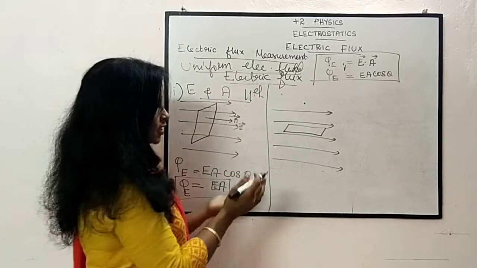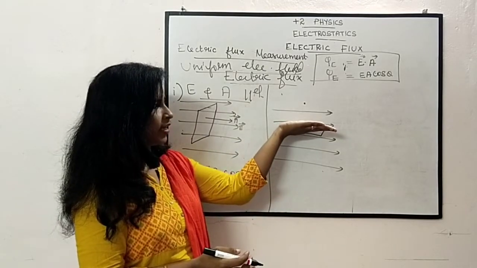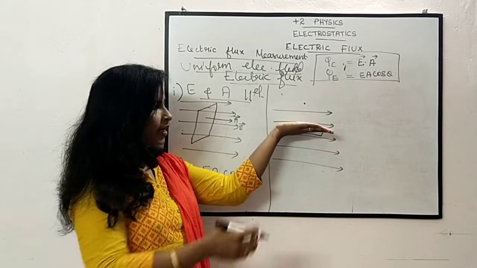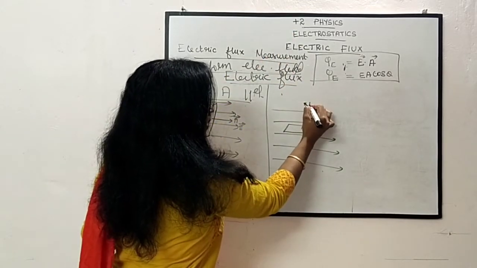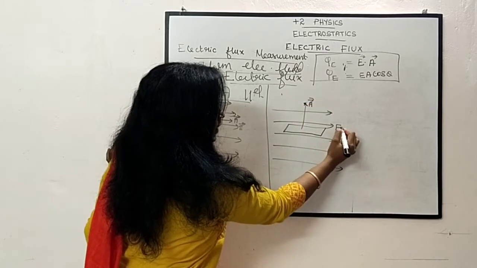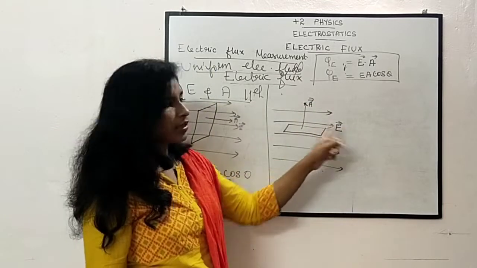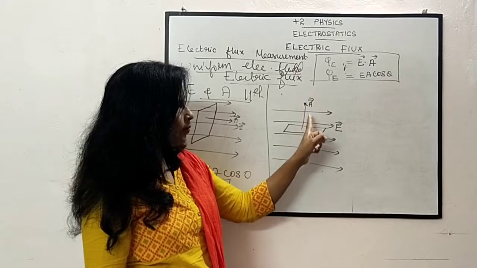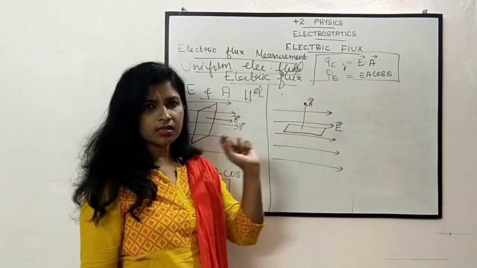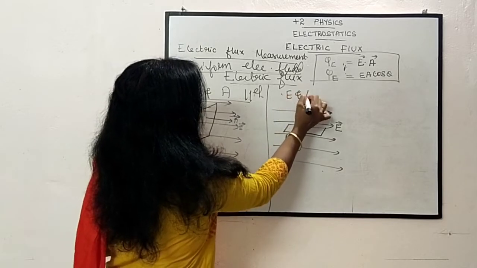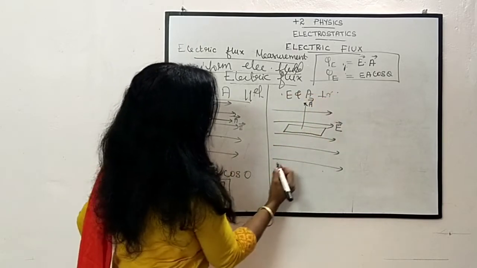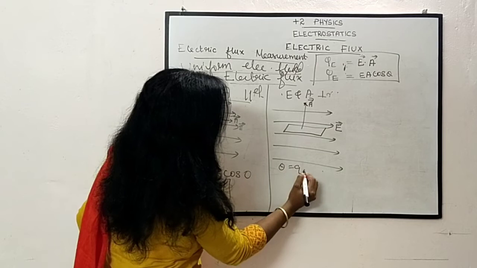So what happens? Now I have placed my flat surface parallel to the electric field, so my area vector will be like this. This is my area vector, and this is my electric field. So what about the angle? The angle made between the electric field and the area vector is 90 degrees. Both are perpendicular. E and A are perpendicular to each other. So in this case theta equals 90 degrees.